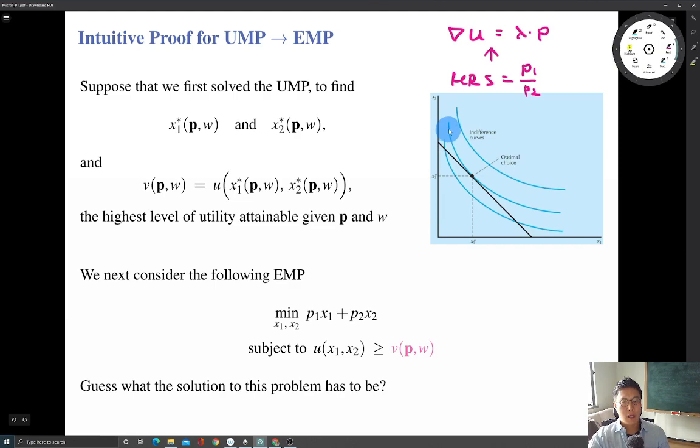So the level of this indifference curve indicates the indirect utility. That is the highest level of utility obtainable given this price vector P and W. In other words, if we think about this indifference set, it can be written as the set of bundles such that U of X is equal to the indirect utility.